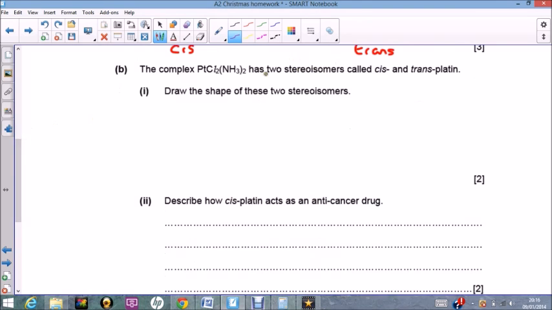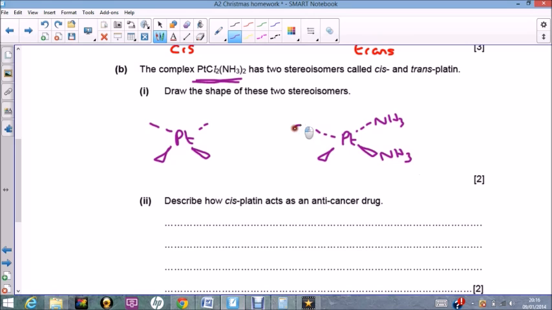Part B is about cis and trans platin. This is a complex that you should have learned in your studies of transition metals, and you should know that it is square planar, so you should be drawing square planar complex. So we've drawn the shape of the 2 isomers. It's not asking us to label them, but I'm going to do that anyway. So this is trans because the 2 similar ligands are 180 degrees apart, 2 similar ligands are 90 here, so this is cis.